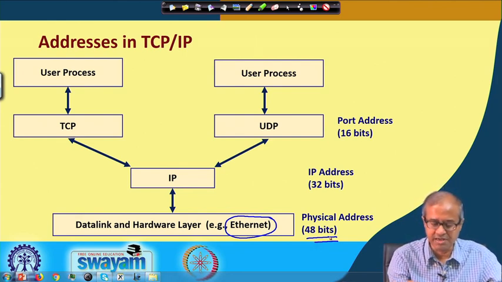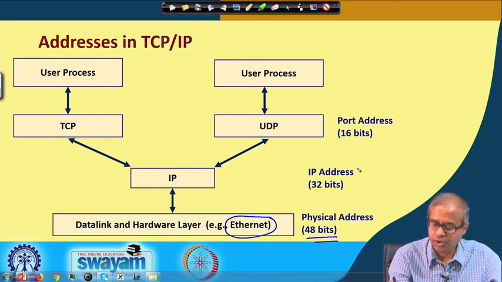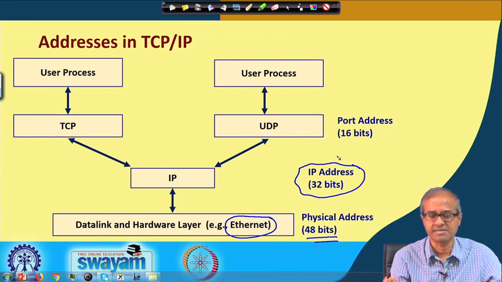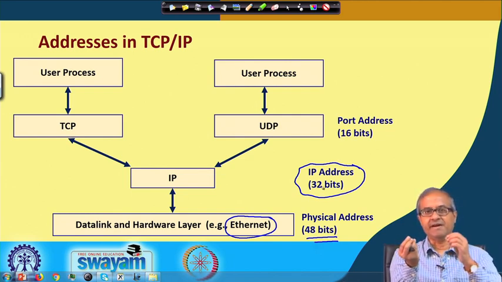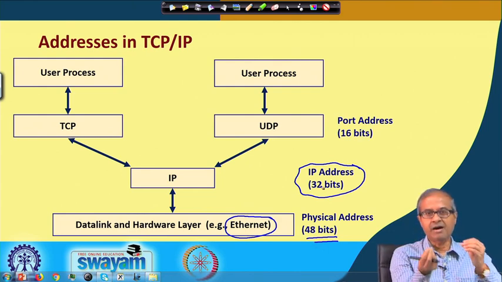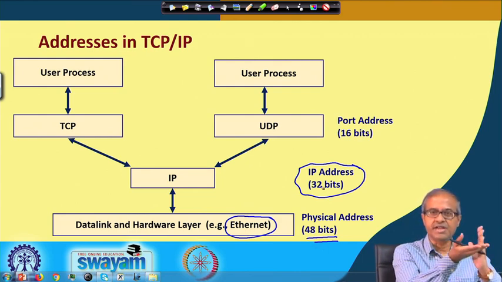At the network layer level, at the IP, you talk about something called IP address or Internet Protocol address, that is a 32-bit address that identifies a supposedly unique address of a network interface.